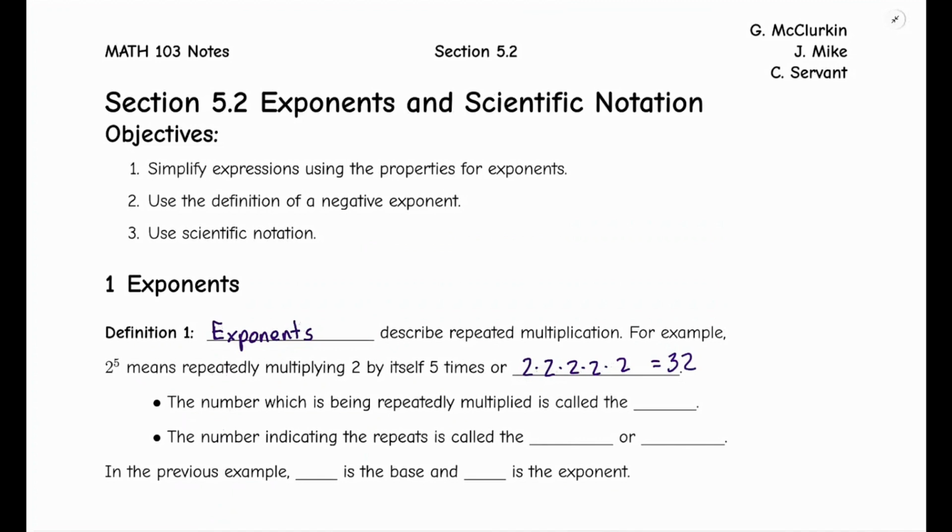The number which is being repeatedly multiplied is called the base. The number indicating the repeats is called the power or exponent. In the previous example, 2 is the base and 5 is the exponent.